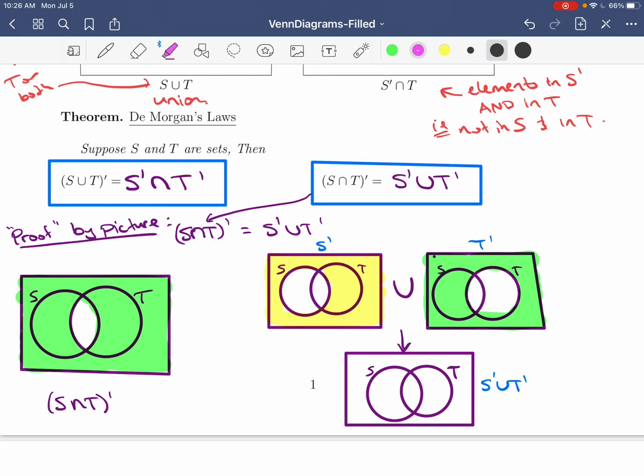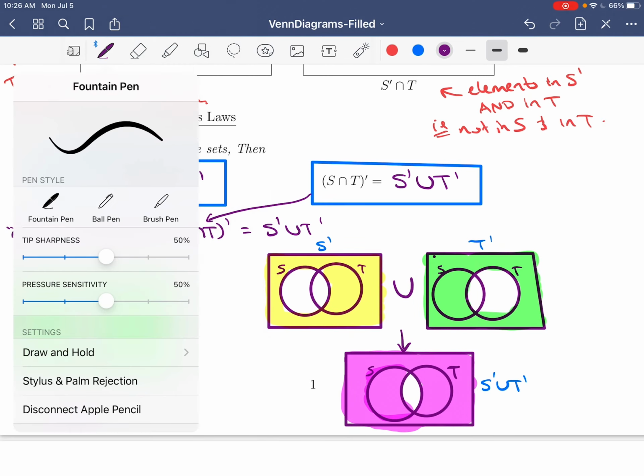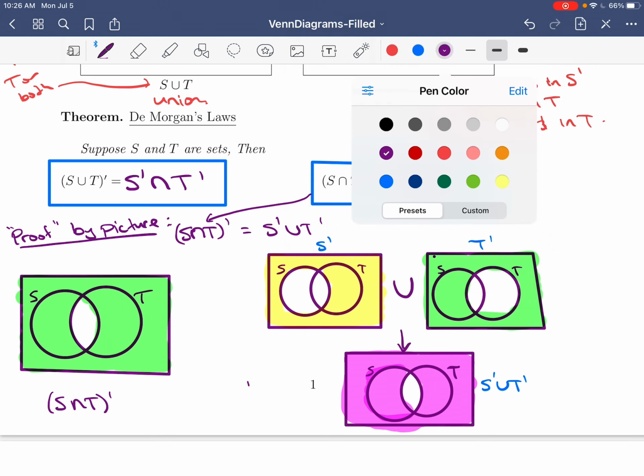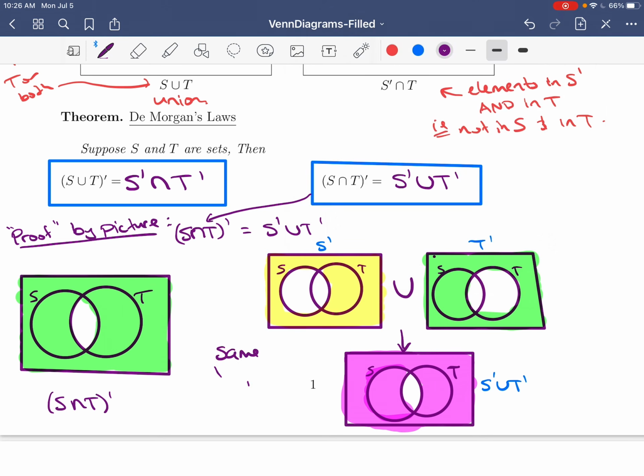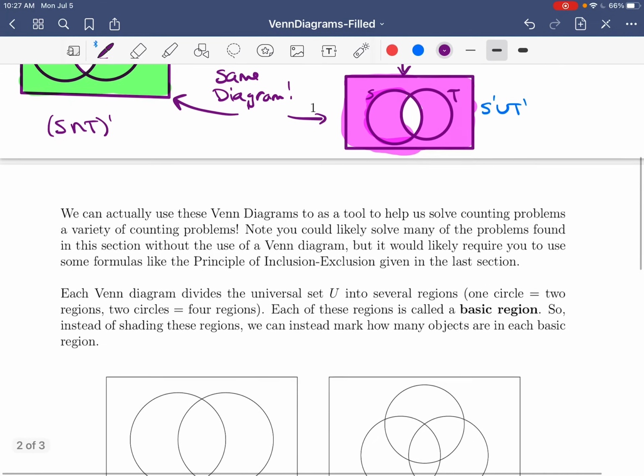So we shaded everything in S complement, so everything outside of S. But then we also shade everything outside of T, which ends up adding in this little bit here. And we get that. And then we can see that these have the same diagram, which means they have the same elements. So that's sort of proof by picture.